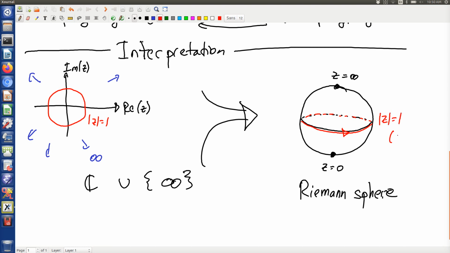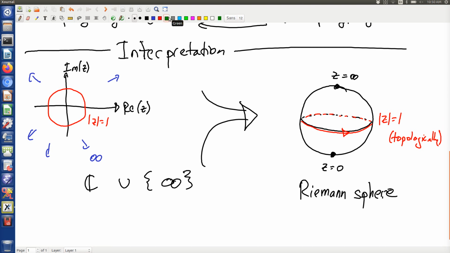And precise qualitative is topological. Now, you should notice that points that are inside the unit circle are in the southern hemisphere. Points outside are in the northern hemisphere.